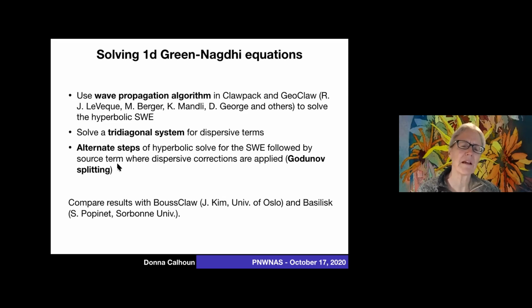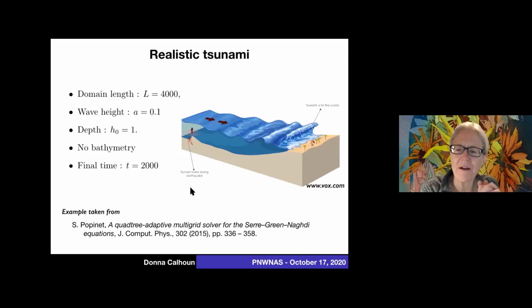And then, at least as a first step in solving these equations, we are just going to alternate steps of a hyperbolic solve followed by a solve for these correction terms. So a hyperbolic solve followed by an elliptic solve, followed by a hyperbolic solve, followed by an elliptic solve, where the elliptic solve is, we solve for these correction terms that then get added as source terms to the shallow water wave equations. So as an example, we can look at a 1D tsunami.